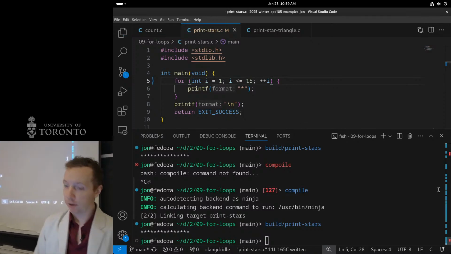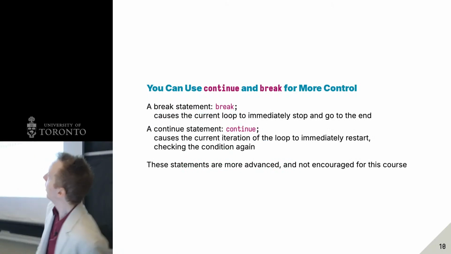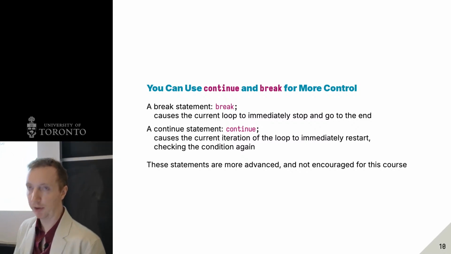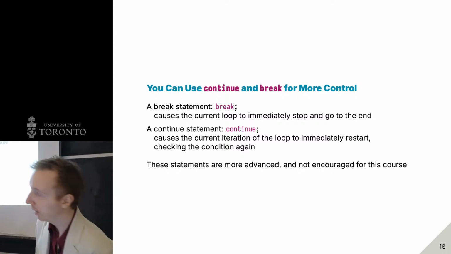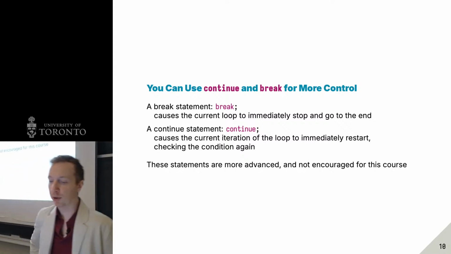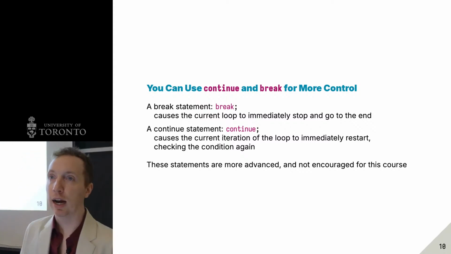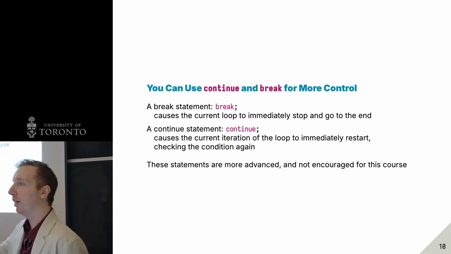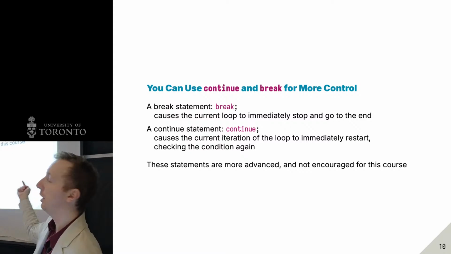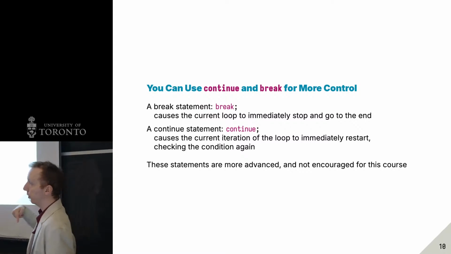All right, so other fun things we could do. They're not officially taught in this course, but especially if you know other languages or you want some flexibility, there are certain keywords you can use in a loop for more control. So you can use a break statement. So you just say break and then a semicolon. And then that causes the current loop to immediately stop and go to the end as if that expression was false. But it will immediately jump from that break to the very end. Do not pass go, do not collect $200.